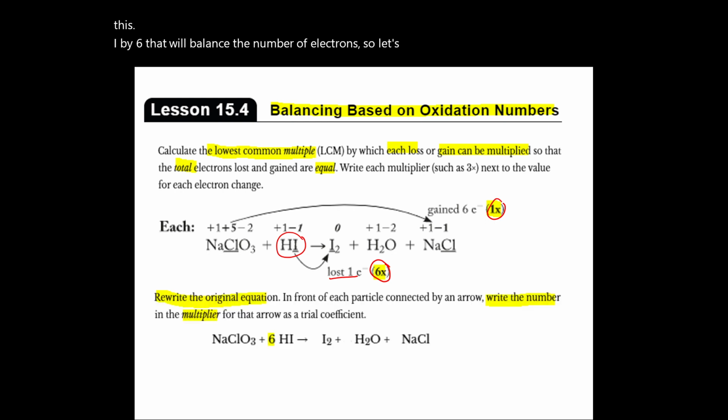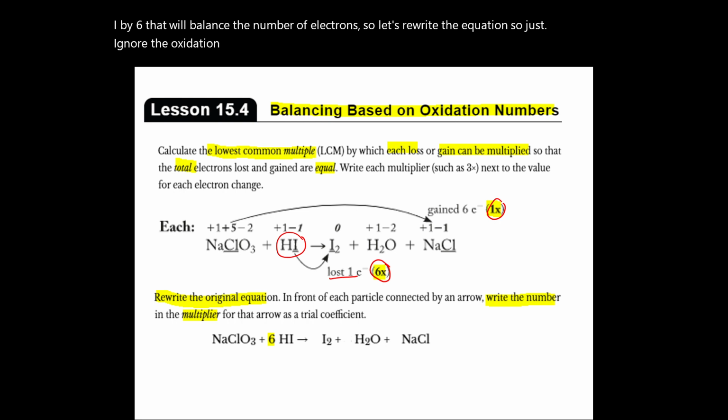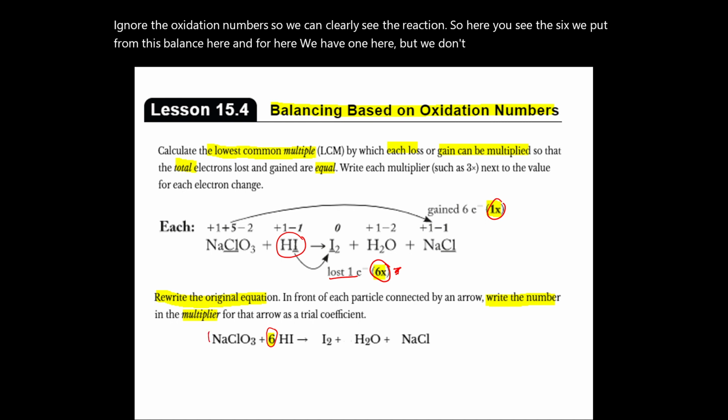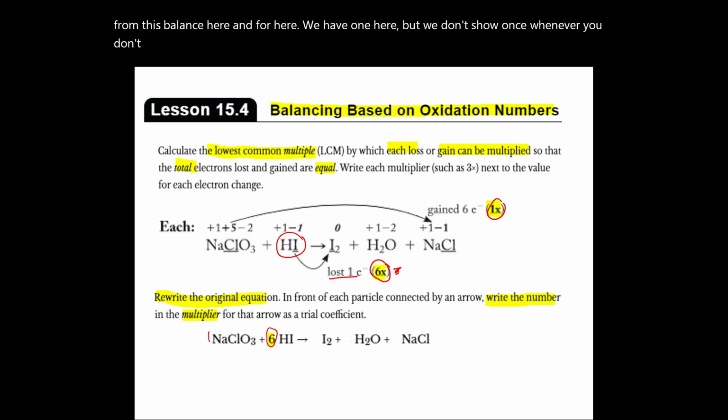So let's rewrite the equation. Just ignore the oxidation numbers so we can clearly see the reaction. So here you see this 6 we put from this balance here, and here we have 1, but we don't show ones. Whenever you don't see anything, it is a 1.